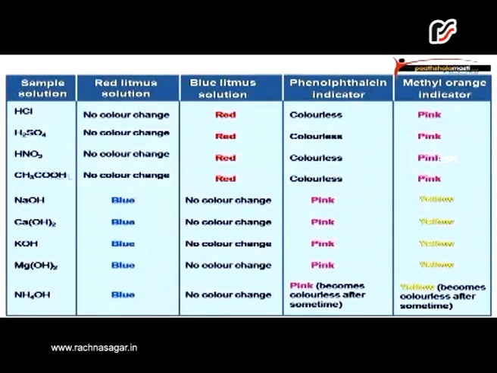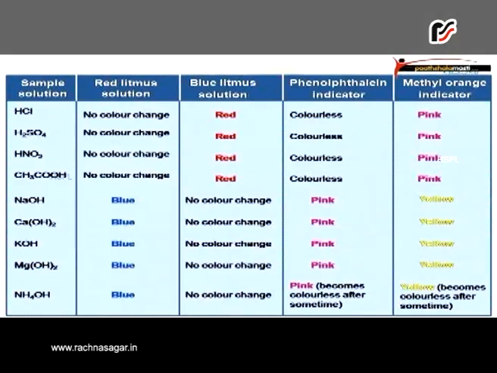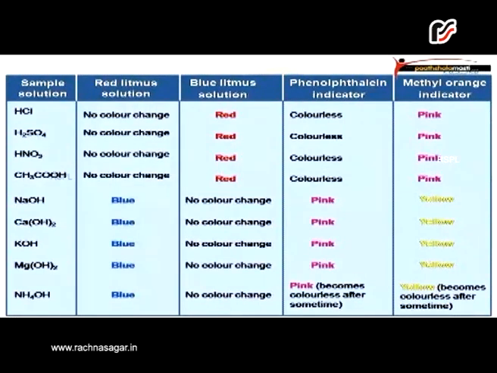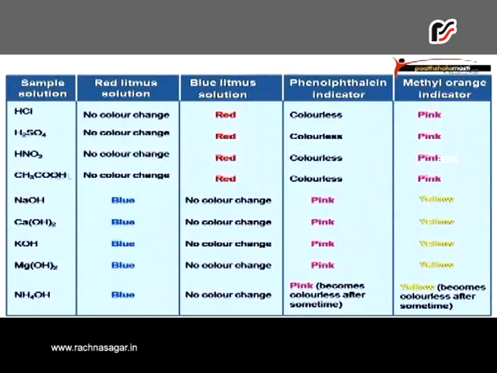In calcium hydroxide solution, red litmus solution turns blue. Blue litmus solution remains as it is. Phenolphthalein indicator turns pink. Methyl orange indicator turns yellow. In potassium hydroxide, magnesium hydroxide and ammonium hydroxide, all of them are bases. In all the three, red litmus solution changes to blue. Blue litmus solution remains as it is, that is there is no change in color. Phenolphthalein indicator turns pink and methyl orange becomes yellow.